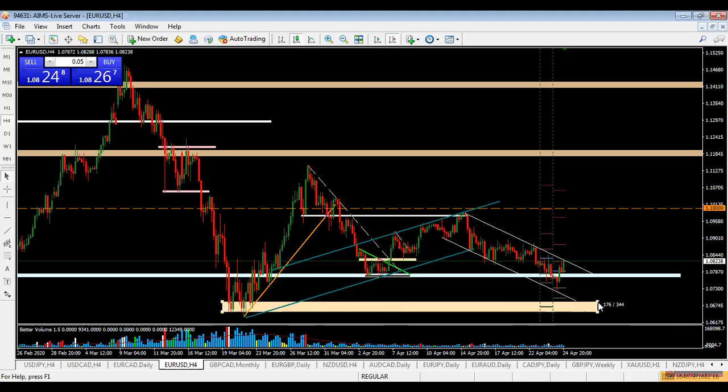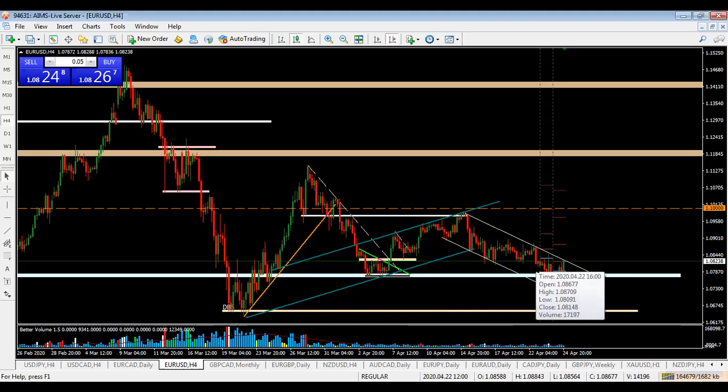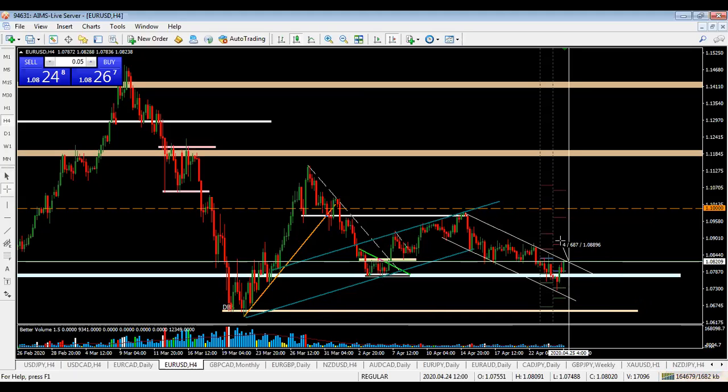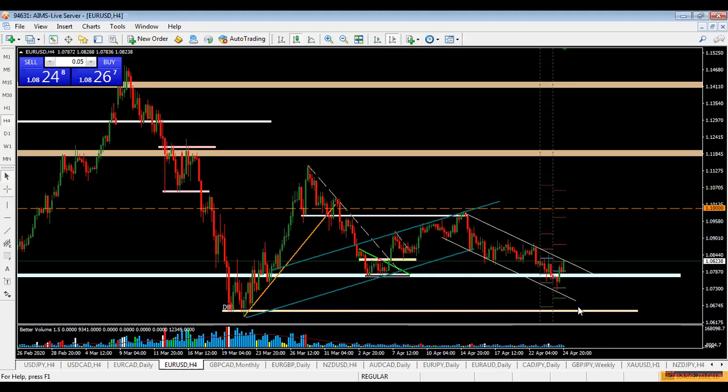Which is this pivot level of structure here. From this point on, our risk will be 72 pips and our take profit will be 164 pips, which is a good position to be in. So for the Euro USD, you can have a sell from this zone, targeting this area here, for the trend to still continue.